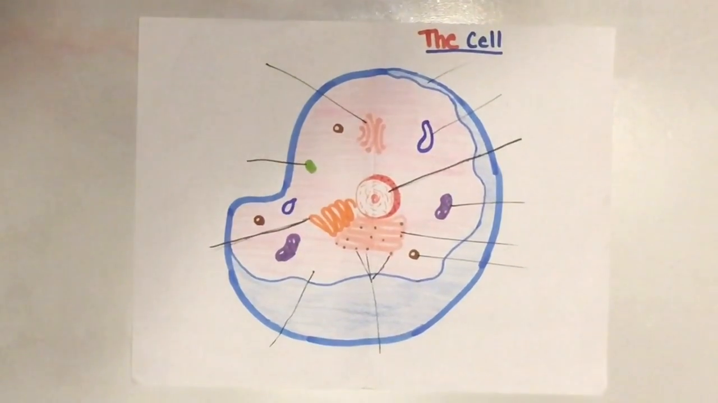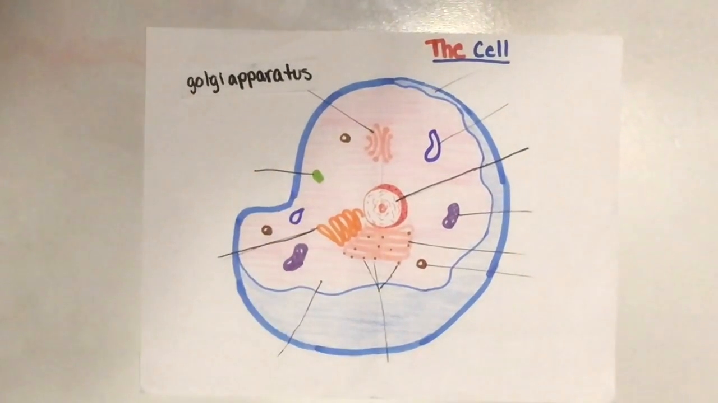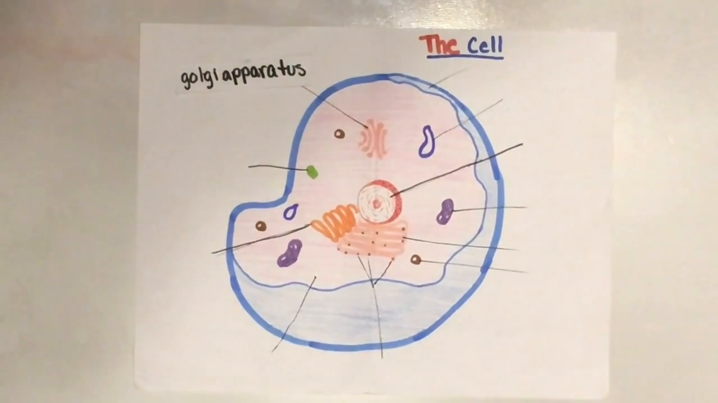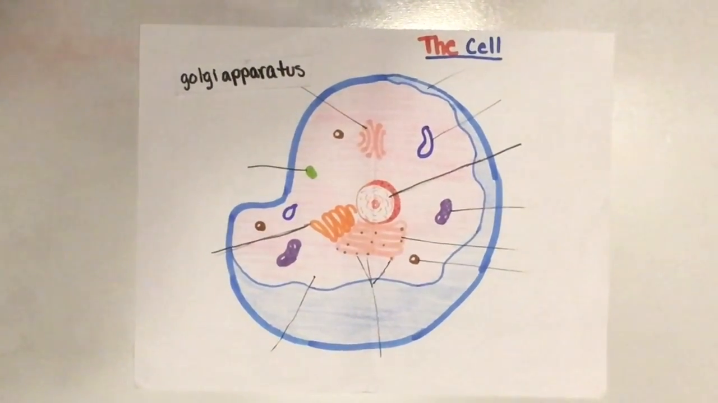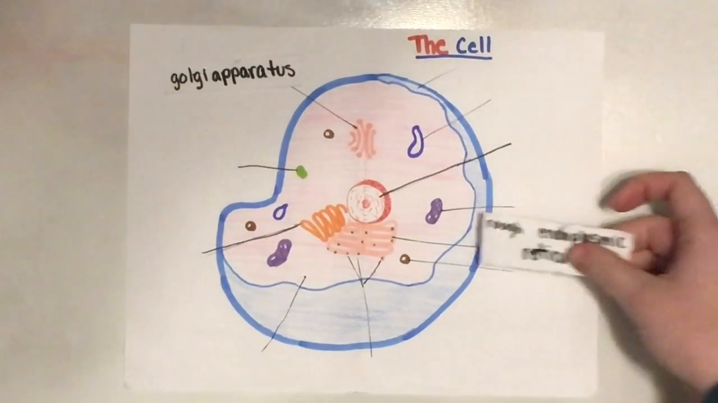The first thing we're going to talk about is the Golgi apparatus. The Golgi apparatus receives proteins and lipids from the rough ER. Next, we'll talk about the rough and smooth ER.